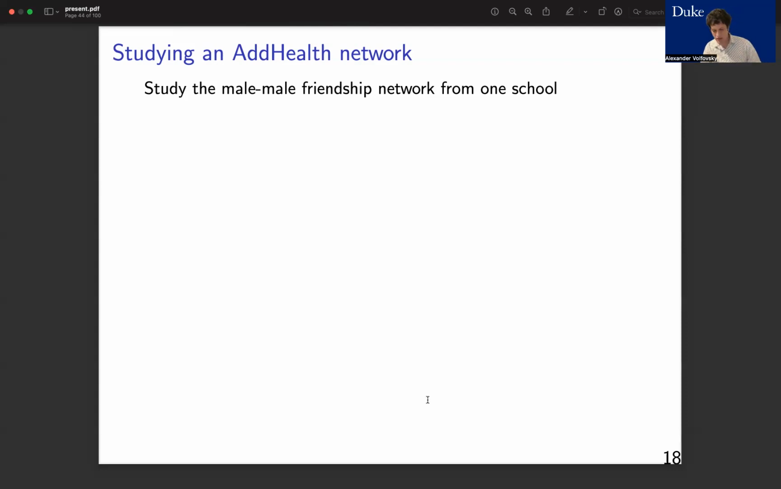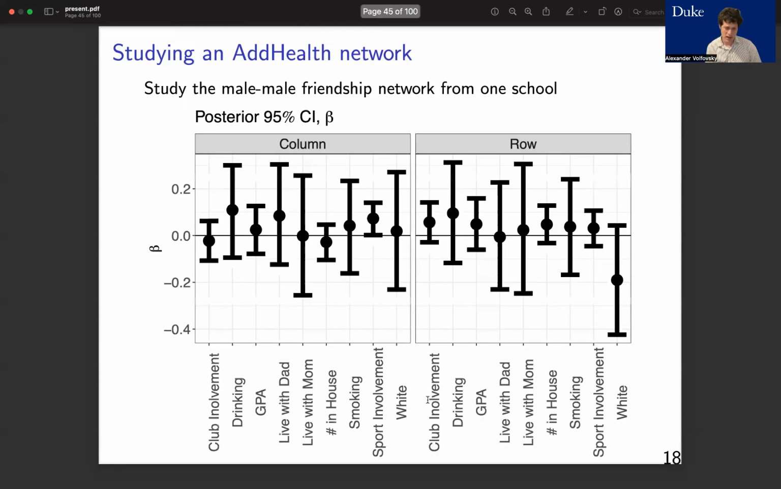It's easier to think about just modeling same-sex networks here, so we're just going to look at the male-male friendship network from a single school. And we picked some covariates, some predictors that might be informative of why ties come together, what might make somebody more popular or more sociable. I'm only showing you the row and column effects here, but there are also dyadic effects about being in the same club or being on the same sports team.